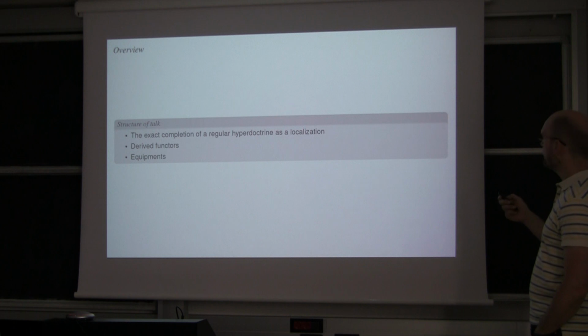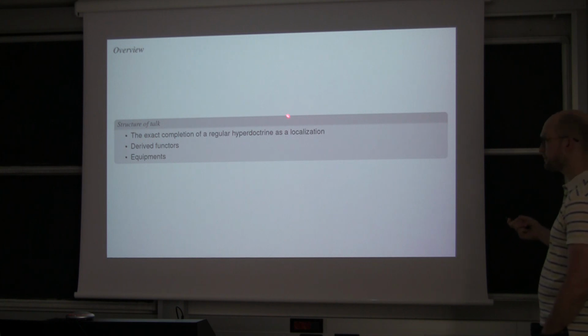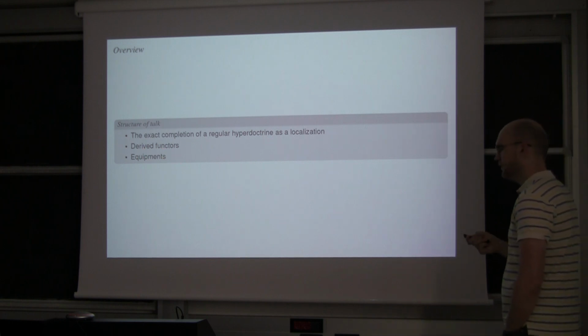Okay. So, my talk is divided into three parts. In the beginning, I talk about exact completion of regular hyperdoctrines as a localization. Then about derived functors, and then about equivalence. So the last one is not in the paper.